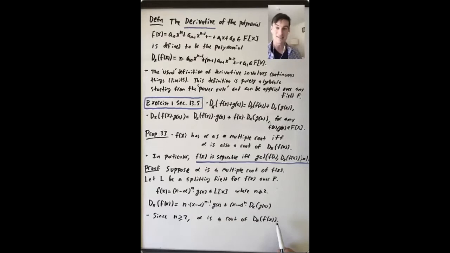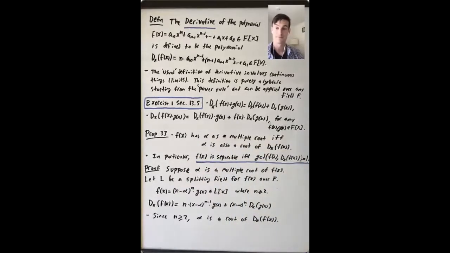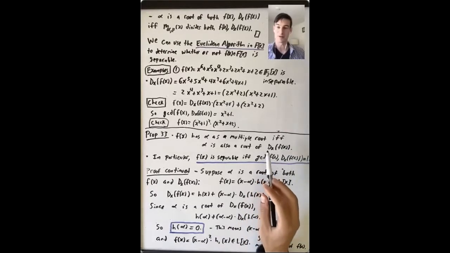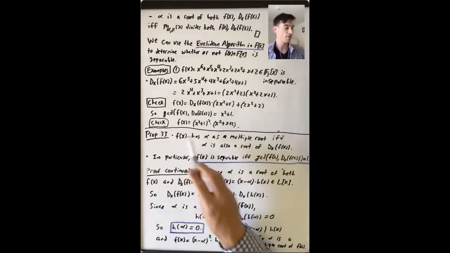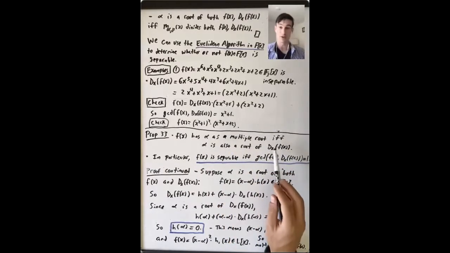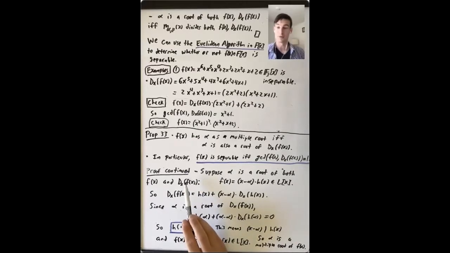Okay, so I'm going to pause and erase, and we'll prove the converse direction, that if alpha is a root of f of x and a root of the derivative, then alpha is a multiple root of f. Let's finish the proof of this proposition 33. We've already proven that if f of x has alpha as a multiple root, then alpha is a root of f of x and is a root of the derivative of f of x. So now let's suppose that alpha is a root of both f of x and its derivative. And let's show that f of x has alpha as a multiple root.